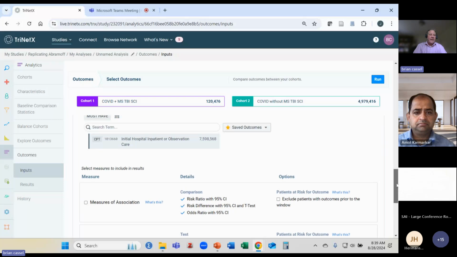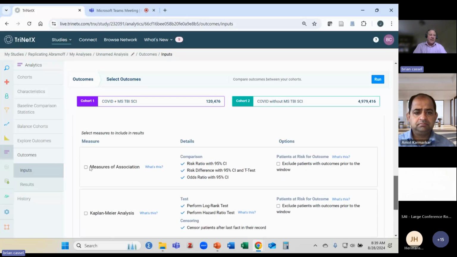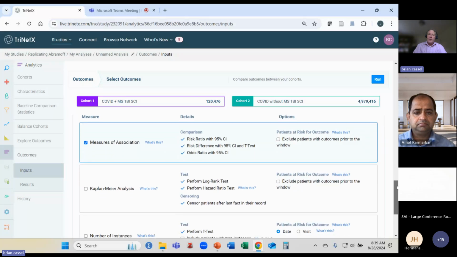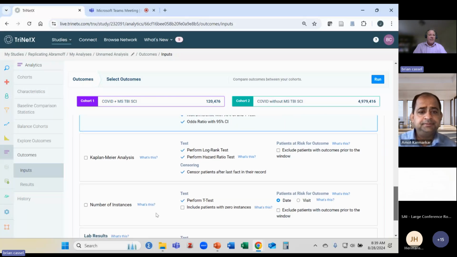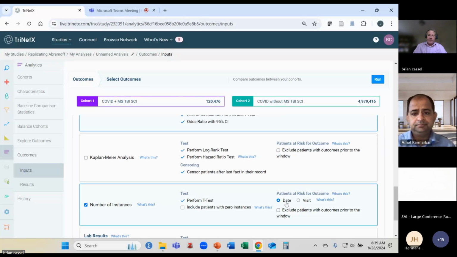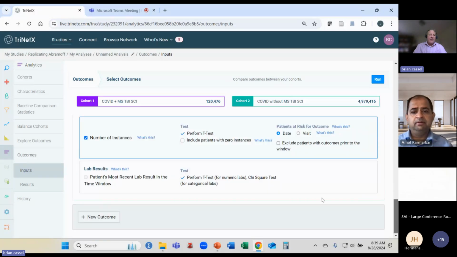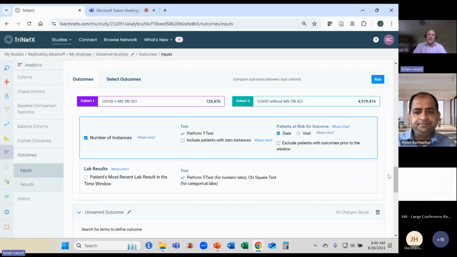And they looked at a couple of things. They looked at both any hospitalization to do a measure of association for that. I don't want to exclude patients with the outcome prior to the outcome window. Don't necessarily need to do a Kaplan-Meier for that, but they also looked at number of instances, how many hospitalizations. And again, I don't need to exclude them, and I can tell it a couple of other different ways that I want to control how it's operationally defining that outcome. And I'll give that a name.